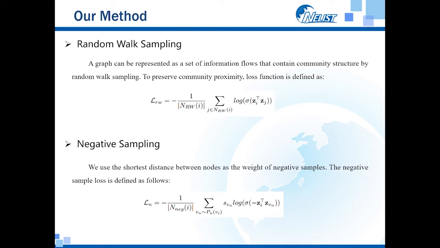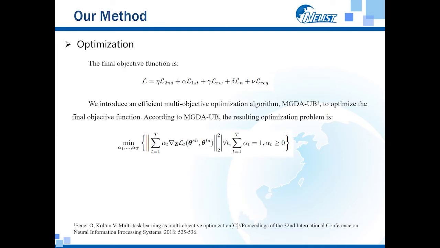The negative samples loss is defined as follows. You can see here the functions. The final objective function is this. You can see here it is a weighted linear combination of the per-objective loss.